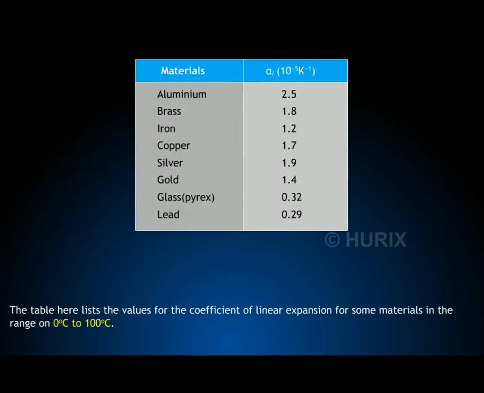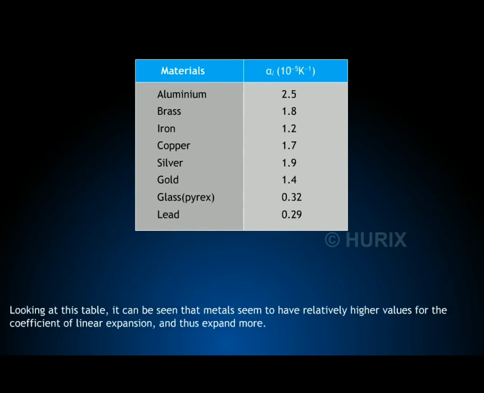The table here lists the values for the coefficient of linear expansion for some materials in the range of 0 degrees Celsius to 100 degrees Celsius. Looking at this table, it can be seen that metals seem to have relatively higher values for the coefficient of linear expansion and thus expand more.